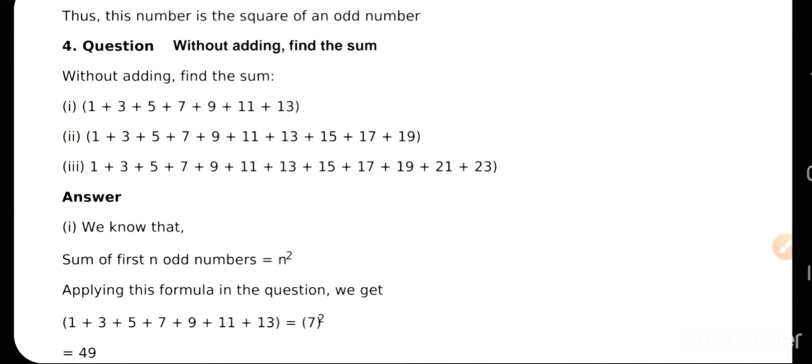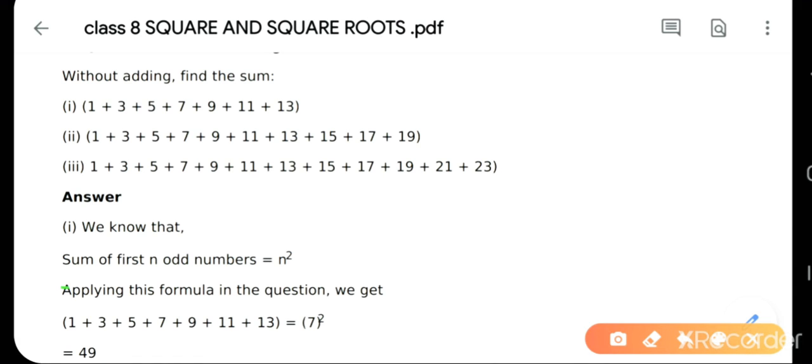Question number 4. In this question, what you have to do is, without adding, find the sum. It has also been explained in the previous videos. You know that the sum of first n odd numbers is n square. Sum of first n odd numbers, and also remember they must be consecutive odd numbers, like 1, and after 1, the next odd number is 3, then 5, then 7, then 9, then 11, then 13. Okay, just remember this one.